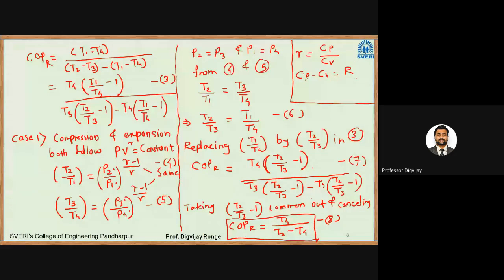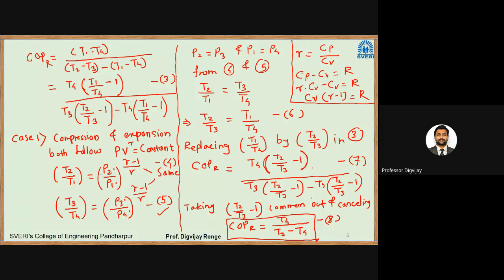So Cp minus Cv is equal to R, and I will replace Cp with gamma into Cv. So gamma into Cv minus Cv is equal to R, or Cv into gamma minus 1 is equal to R. So gamma is nothing but a ratio of Cp by Cv. Then we have taken the expression number 5.